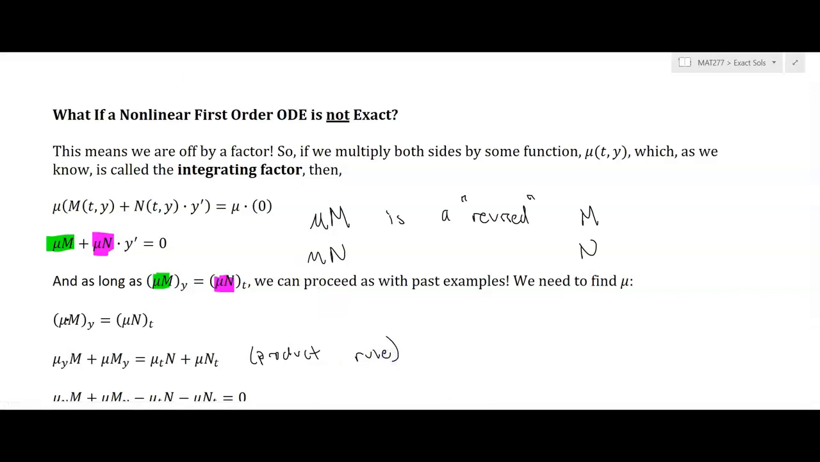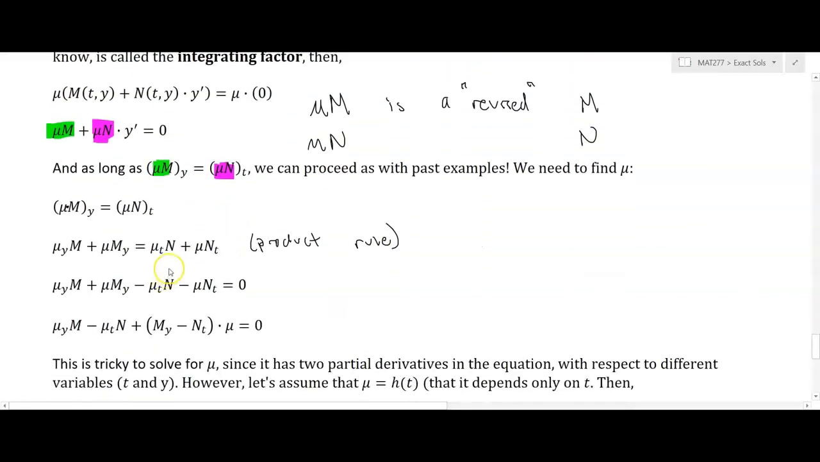Next, and we're almost there, we can actually try to solve for mu. To solve for mu, we need to isolate it. If we move all the mu terms over to the left-hand side, we see that from the second term and the fourth term, we can factor out a mu, leaving us with (M_y minus N_t) times mu equals 0. And then I'm just left with my mu_y times M, my mu_t times N, negative. And now I can try to solve for mu.